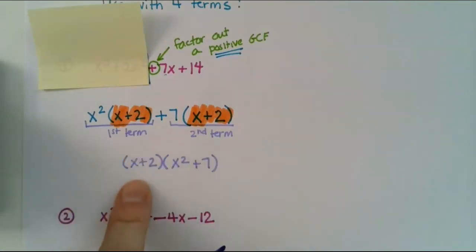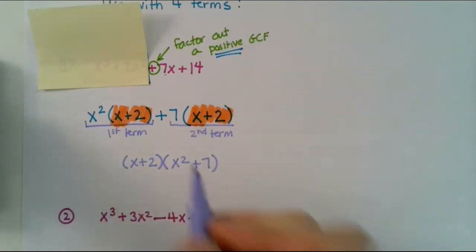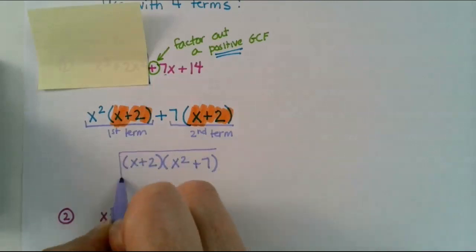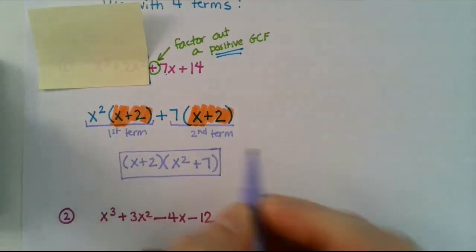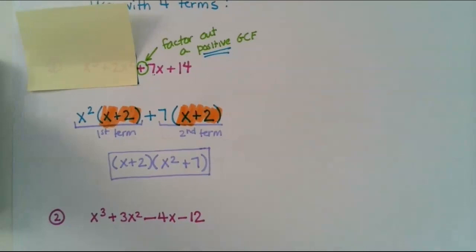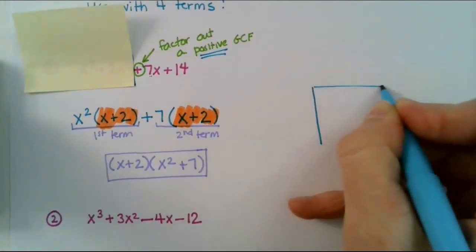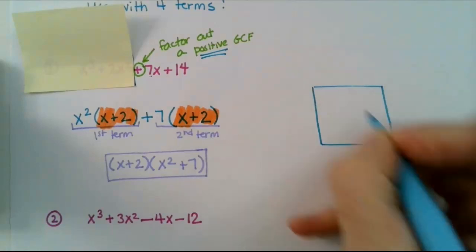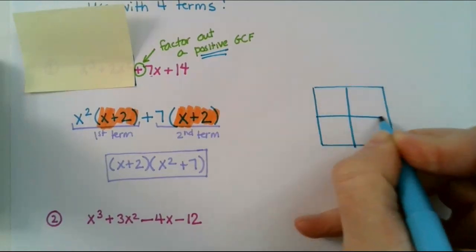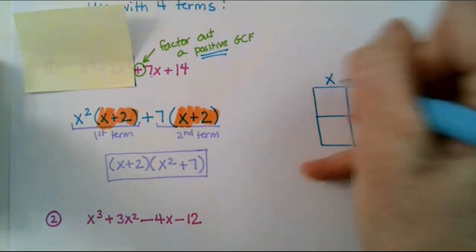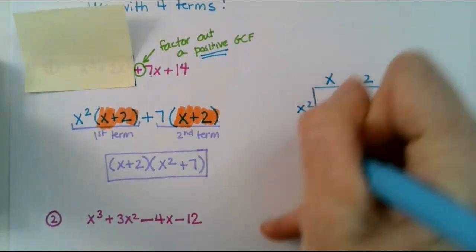I know it's factored because I have something times something else. Notice there's no plus sign or minus sign in between the 2 groups. And there it is. Now, if you're so inclined and would like to, you could take this problem and write a box and check it. Just going to prove to you that this truly does multiply to give you that original problem.